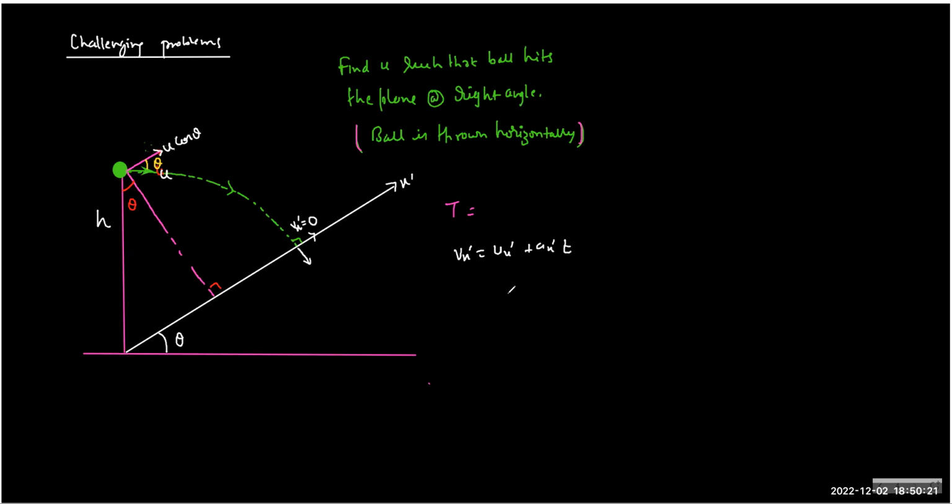Now the important question is what is Vx dash? This is 0. What is Ux dash? u cos theta. What is Ax dash? We know this. Ax dash is how much? Come on, tell me. Sir, minus g sin theta. Very good. So T turns out to be how much? u by g tan theta, which is the correct answer.